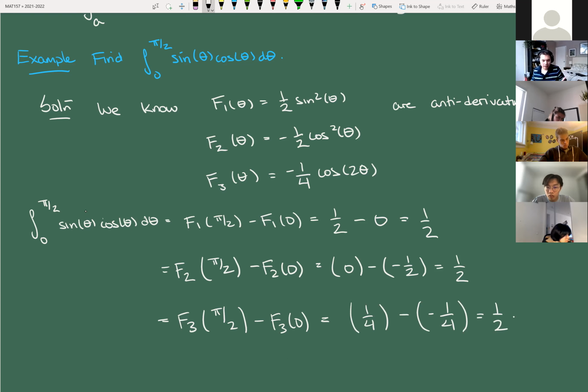So you can see that no matter which of these antiderivatives I use, I get the same answer. And the evaluations themselves might end up being totally different. But at the end of the day, their differences always end up being the same number, right? So you can really use any antiderivative that you want. So that's very reassuring, right? Otherwise, we'd be in a lot of trouble.